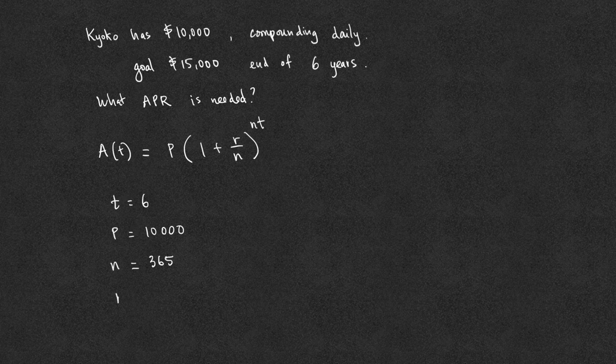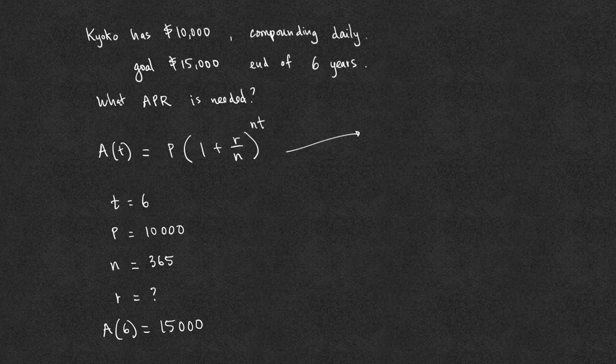The interest rate in the formula is not given. That is what we're looking for. What is the 15,000? The 15,000 is the amount after 6 years, and so A of 6 equals 15,000. We're going to plug in the knowns and see what is left.